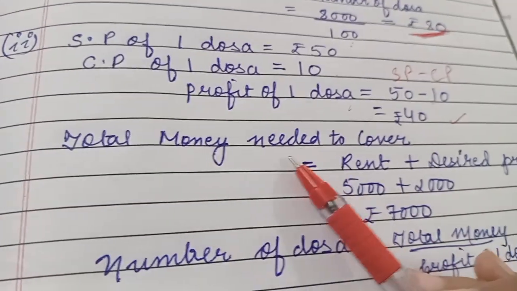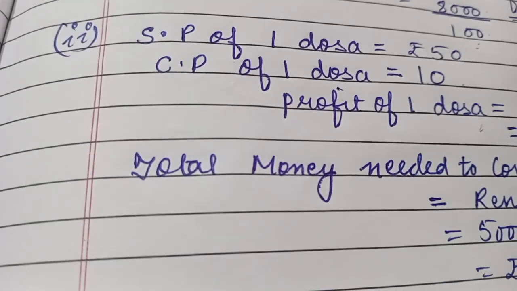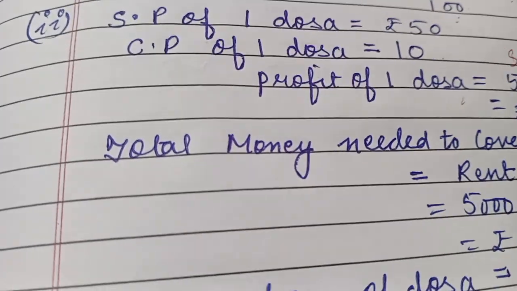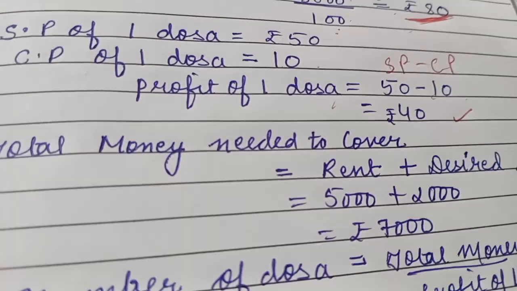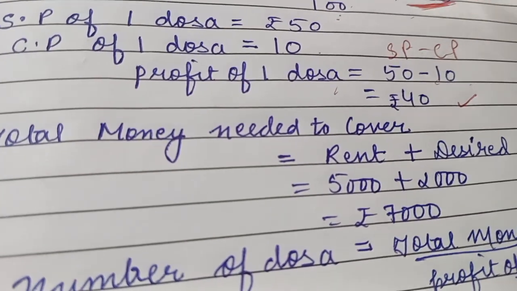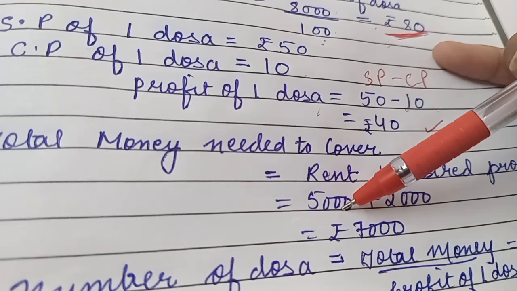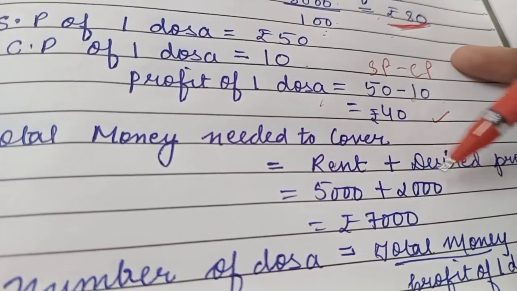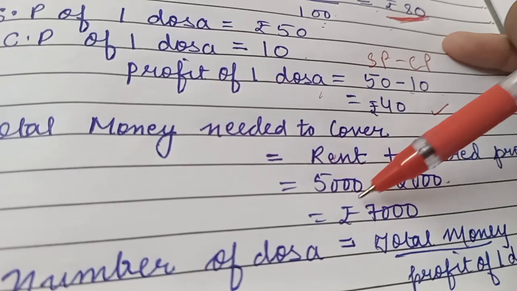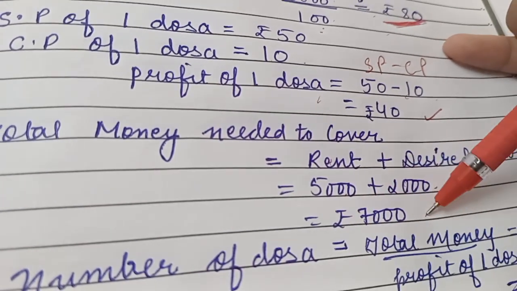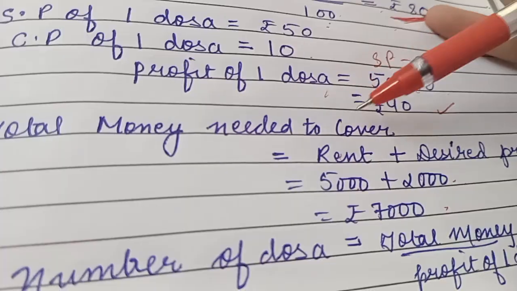Now the total money you have to earn, or total money that is needed by you to cover. That was the fixed price. What was the fixed price? 5,000 that you have to pay each and every day. That must be earned. Correct? Plus what was the desired profit? You want that also, that is rupees 2,000. So the total is 7,000 rupees. This is the money you need to cover.